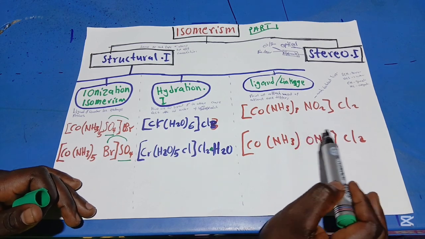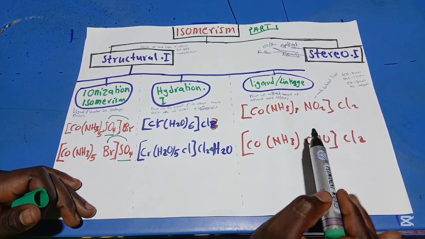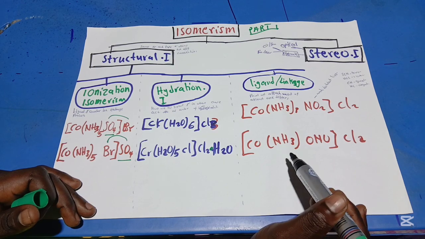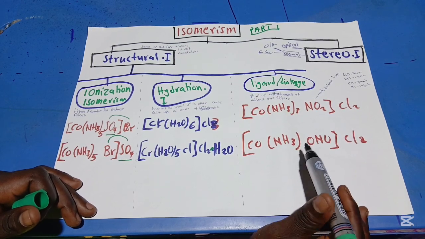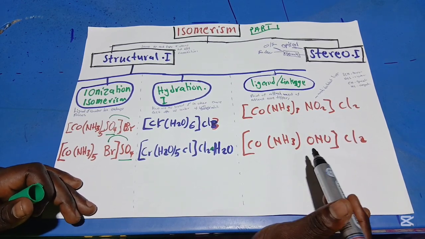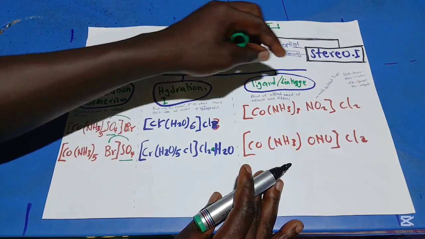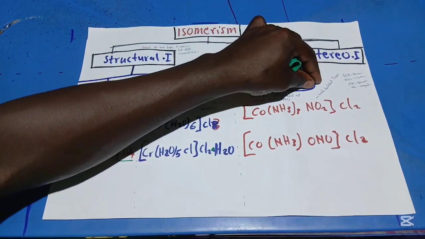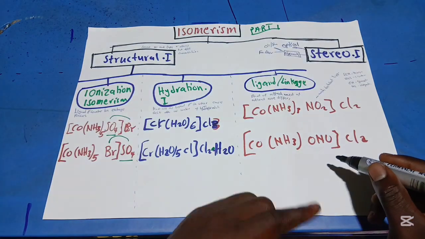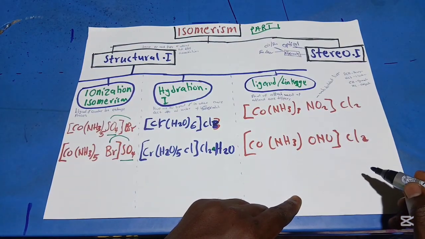So if we see ligands behaving in this way, then the type of isomerism displayed here is ligand or linkage isomerism. Let me give you a clue. Anytime you see an ambidentate ligand, then be expecting ligand or linkage isomerism.